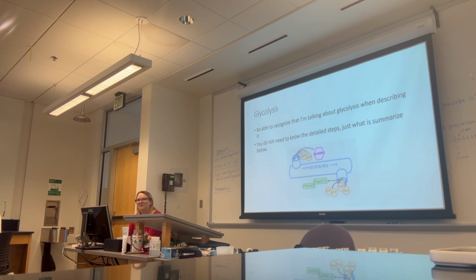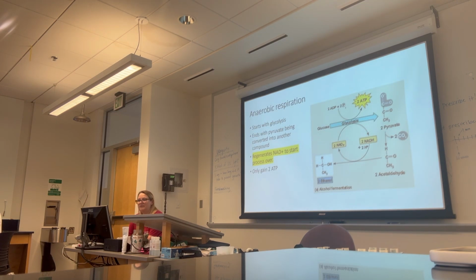You said glucose gets oxidized to pyruvate, right? Yep. Okay. So for anaerobic respiration, that starts with glycolysis, so know that. And then it also ends with pyruvate getting converted into some other compound. And that happens because NADH is not called away by oxygen. So the NADH uses its electron to convert pyruvate to something else. Okay, so that's how this happens.